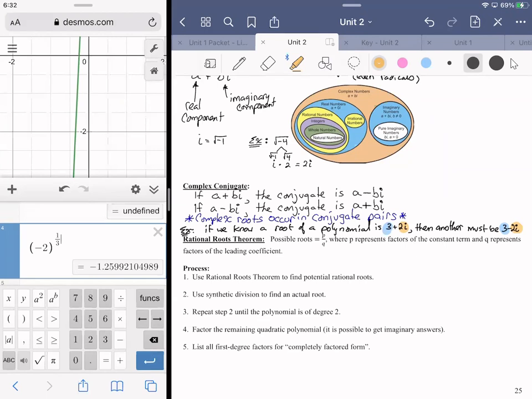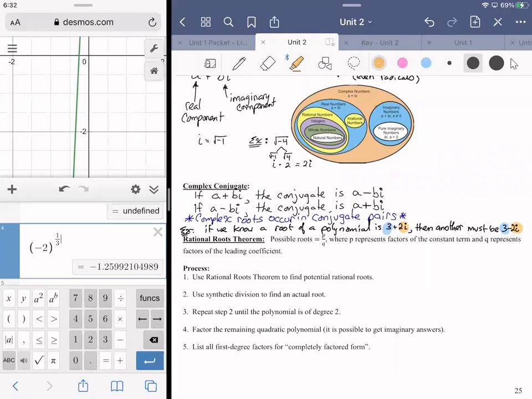All right. The blurb here, I did my best to write something that actually makes sense, but even still, it doesn't always make perfect sense. So it'll make more sense with an example, but I'll read it to you anyway. Possible roots are equal to p divided by q, where p represents the factors of the constant term and q represents the factors of the leading coefficient.